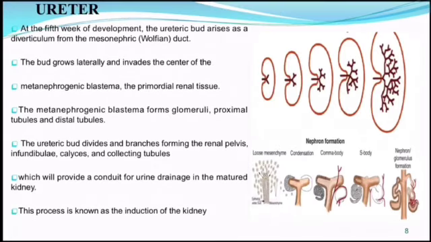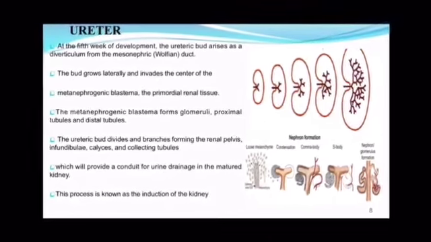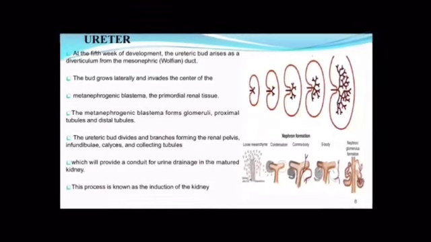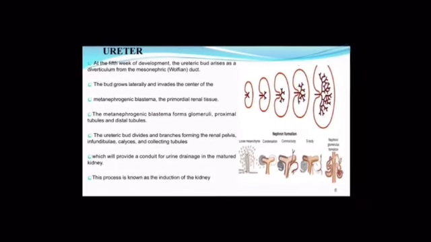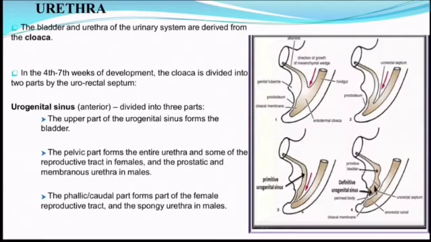The collecting system is derived from the ureteric bud, and the excretory system is derived from the metanephric blastema. Development of the ureter. Looking at the development of the ureter, at the 5th week of development, the ureteric bud arises as a diverticulum from the renal pelvis. Then the infundibulae, the calyces, and the collecting tubules will provide a conduit for urine drainage in the matured kidney. This process is known as the induction of the kidney.